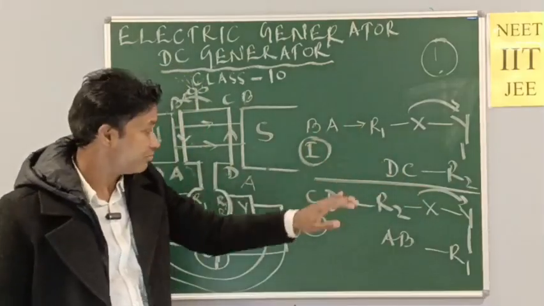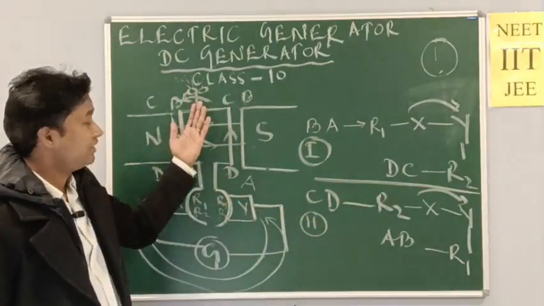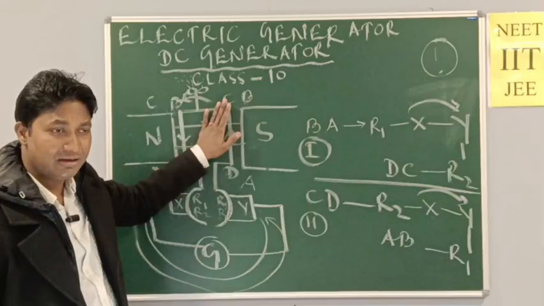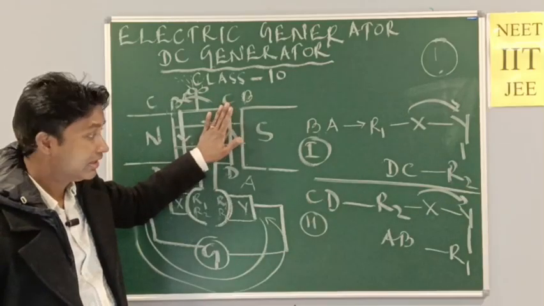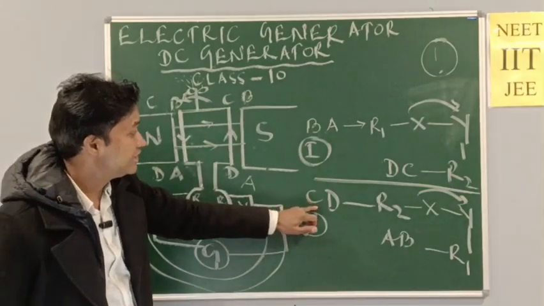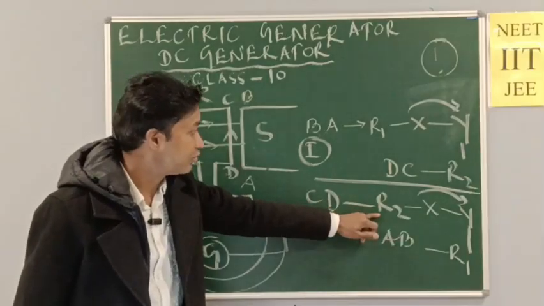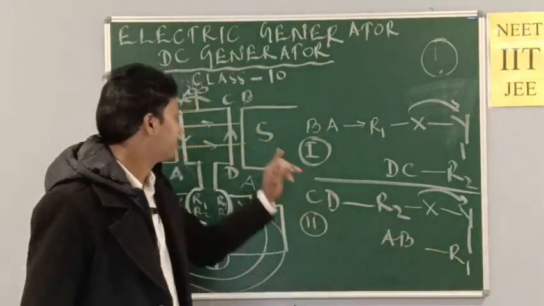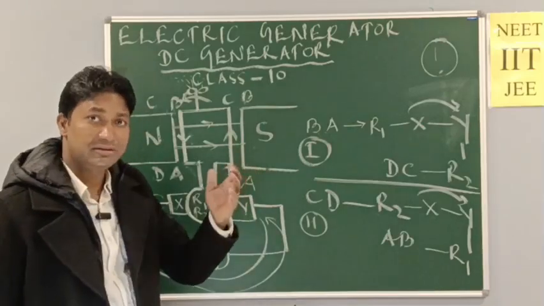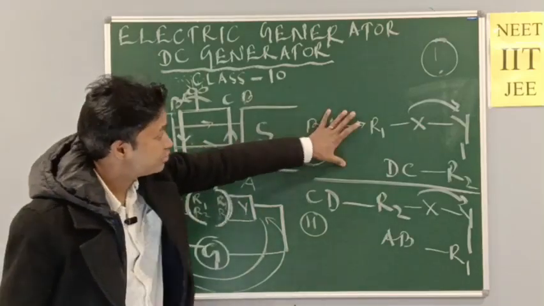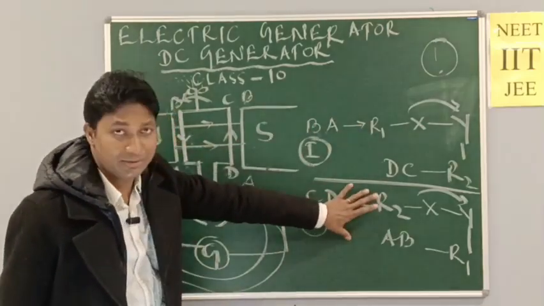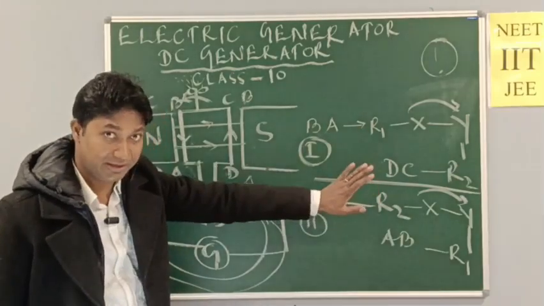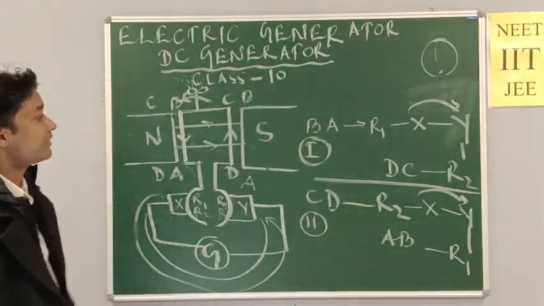After half rotation, what? CD. AB comes in the place of CD, and CD comes in the place of AB. In that case, current flows C to D, further R2, further X, further Y, further R1, further A to B. Here A to B. This is very simple. Students should write this in the board examination copy, please.